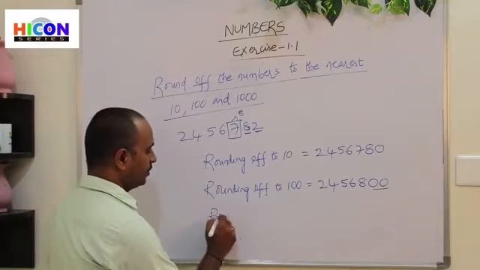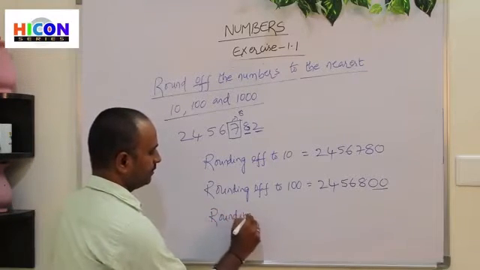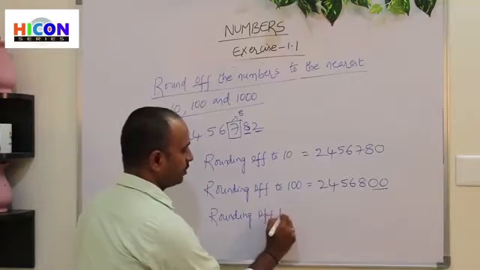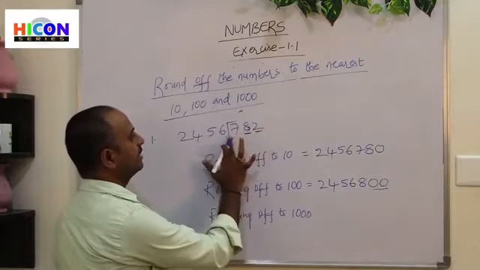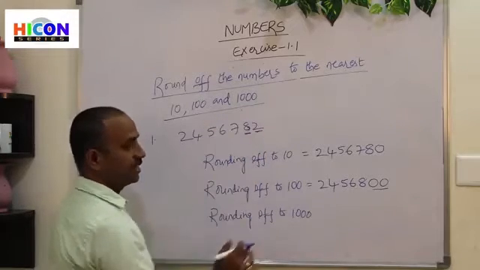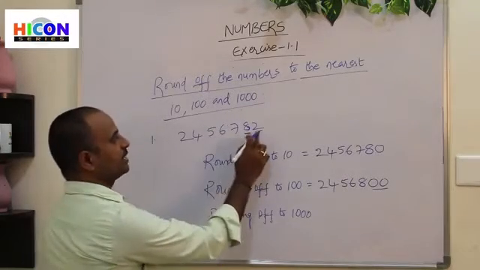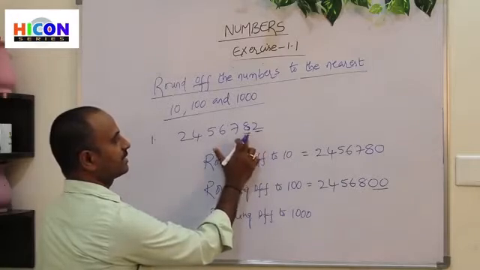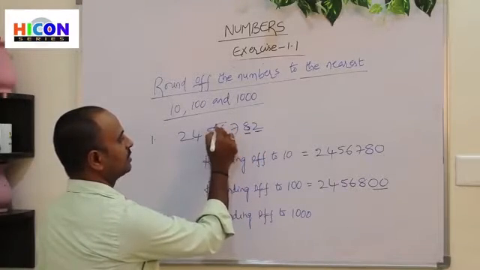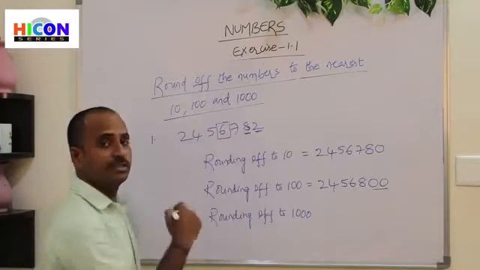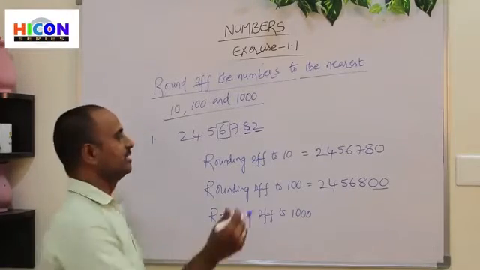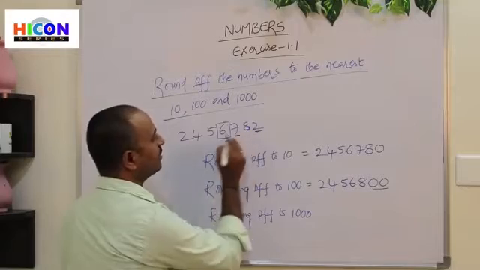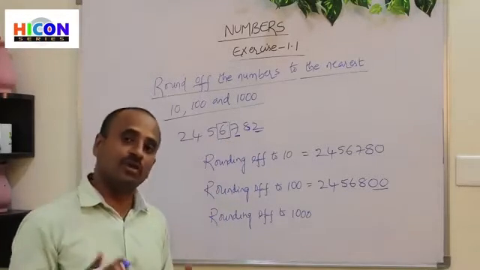Now rounding off to thousands. Identify the digit present in the thousands place. Children, identify the digit present in the thousands place: ones, tens, hundreds, thousands. So 6 is present in the thousands place. That means 6 thousands are there. Now check the next digit. The next digit is 7, that is, 7 is more than 5.